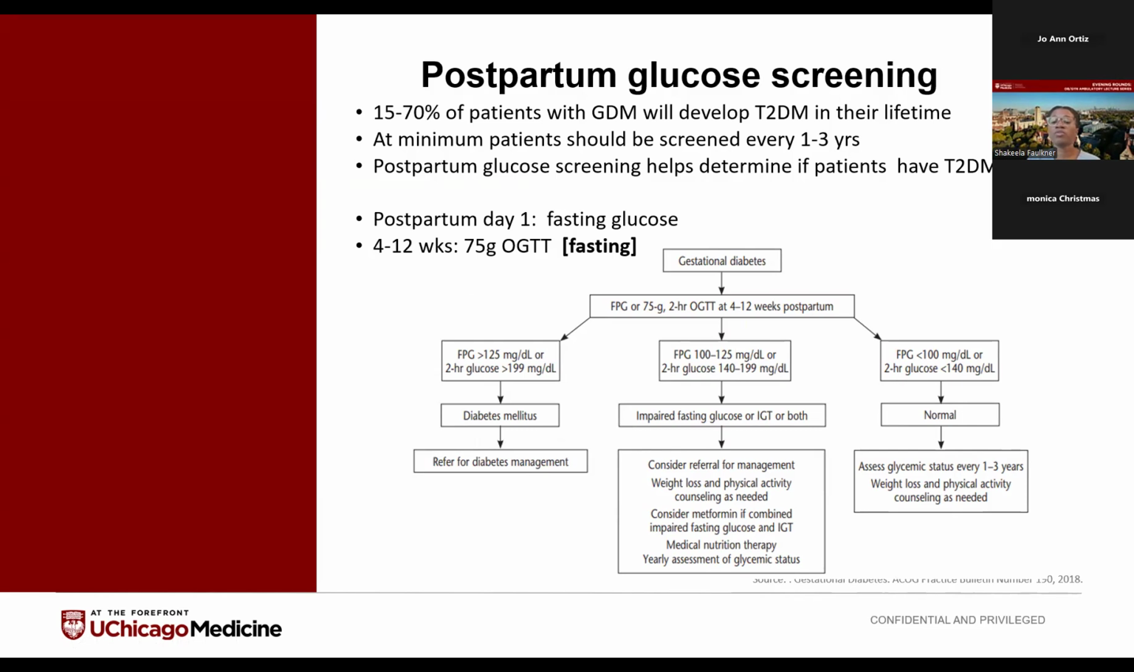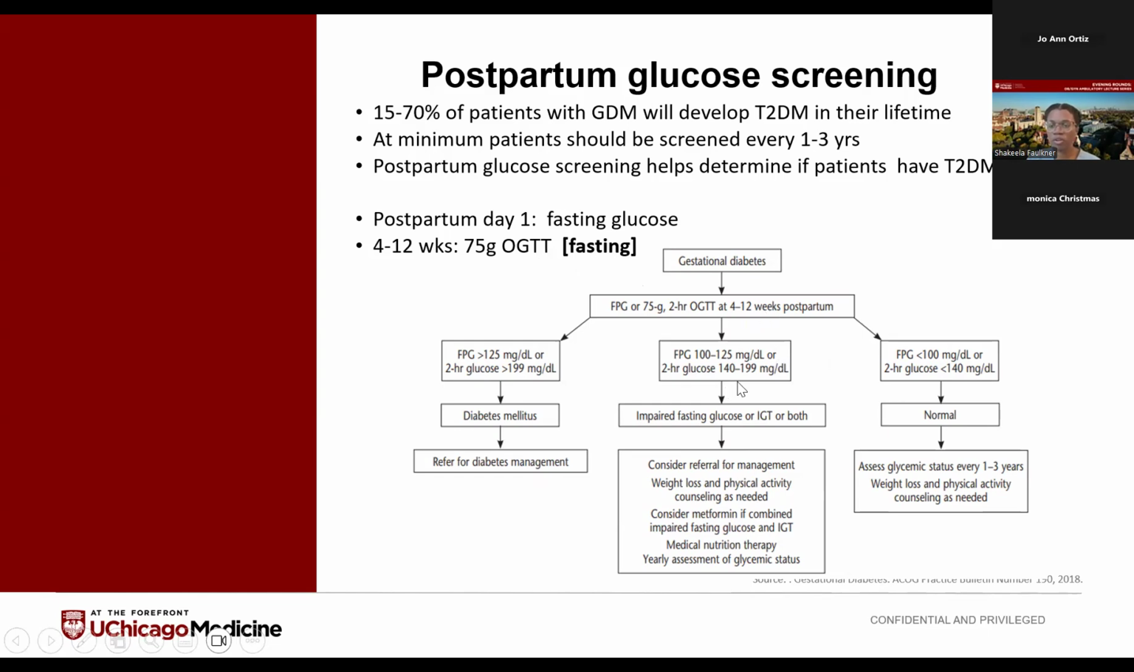And then the postpartum glucose screening is really helping to determine if patients actually have type 2 diabetes. Remember, there's a cohort that had their early screen and maybe was found to have an abnormal screen, but until people are postpartum, it's always kind of possible, likely type 2 diabetes, but it is helpful to have that test outside of the pregnancy state to confirm. Oftentimes we would look at both the postpartum day 1 fasting glucose, and then at 4 to 12 weeks we'll do the 75-gram oral glucose test, which is also fasting.